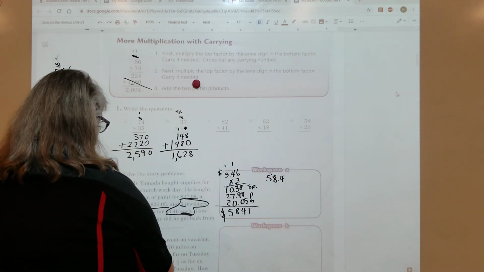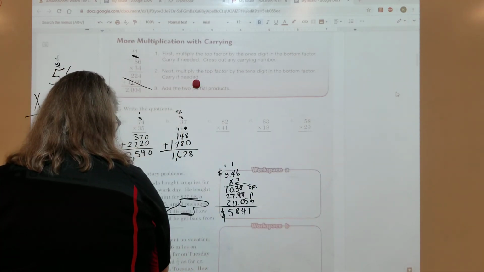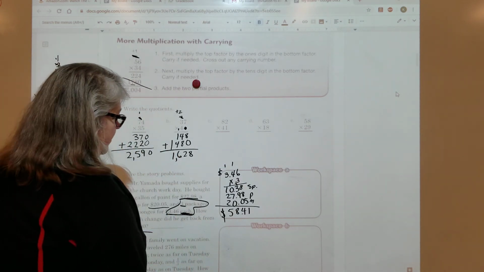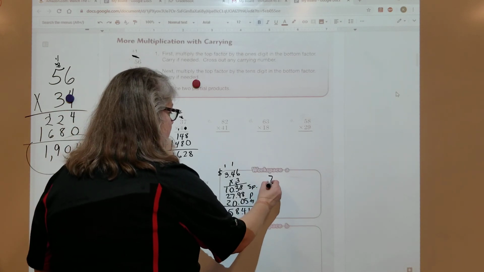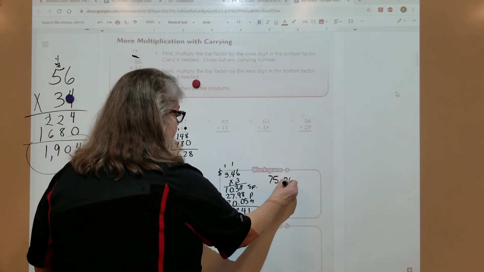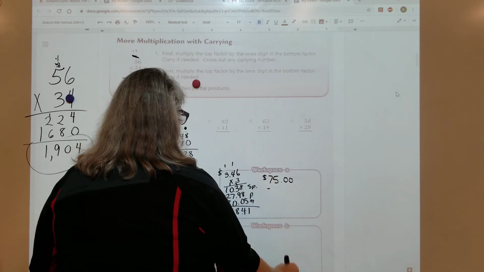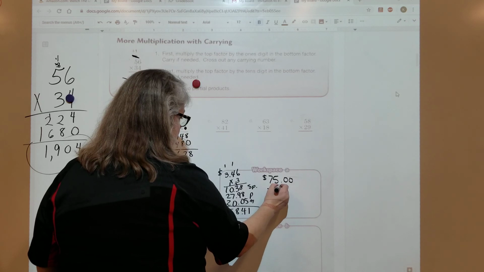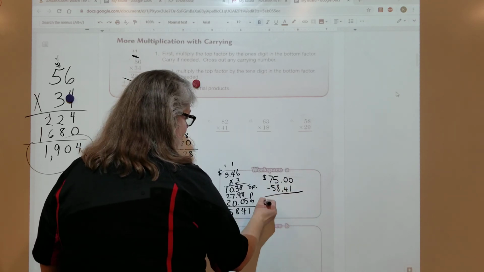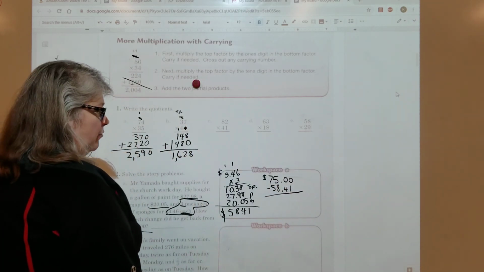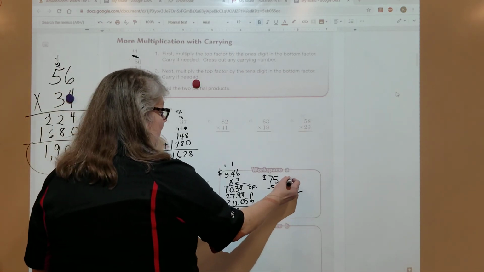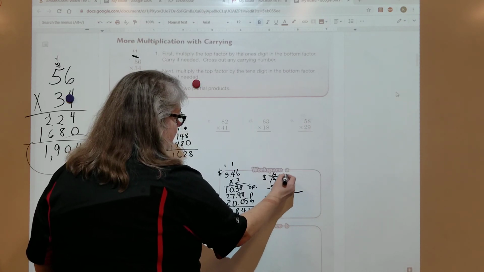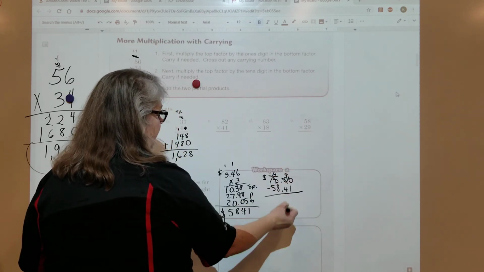Hold on. Before we write the total cost, we're going to write the total amount he had. So he had $75. Go ahead and put your zeros there. He had $75 and it was going to cost $58.41. So if it's going to cost it, that means we're going to spend it. So we need to find the difference. We have to borrow because we don't have any here. So we're going to make that 10, then borrow from it, make it a 9.